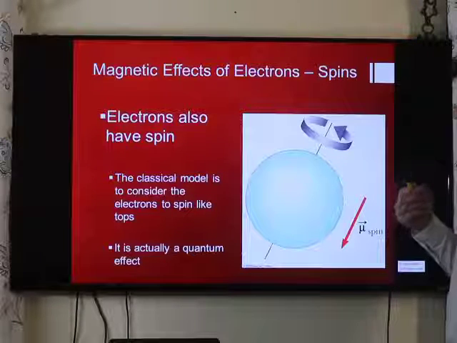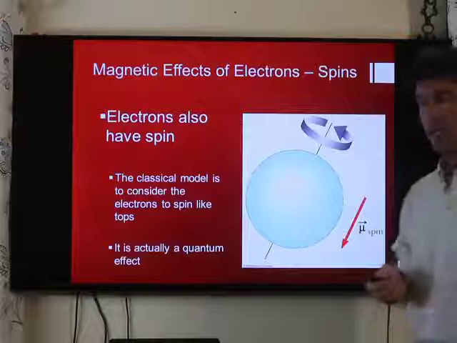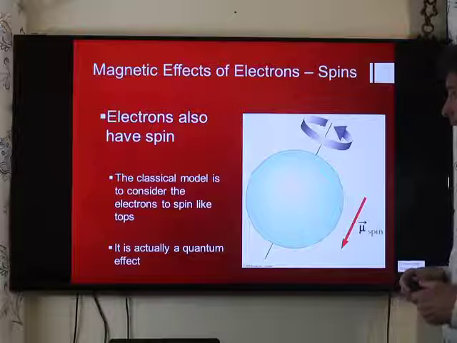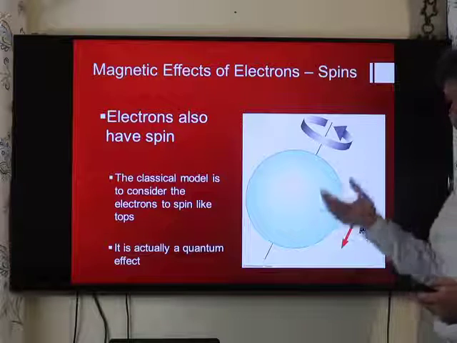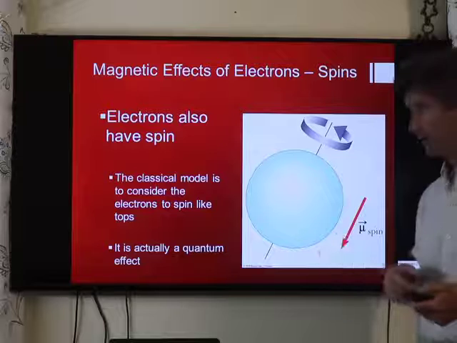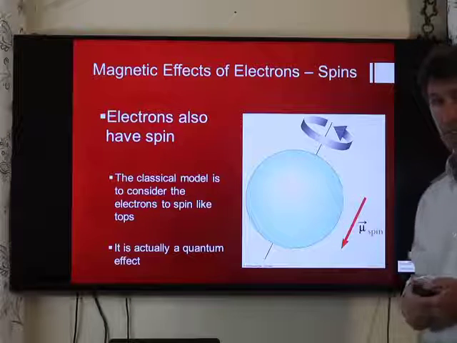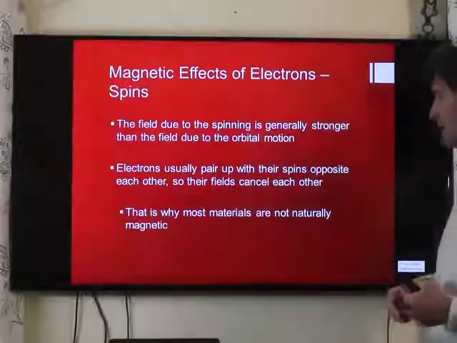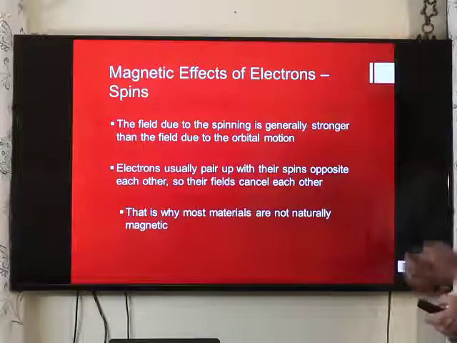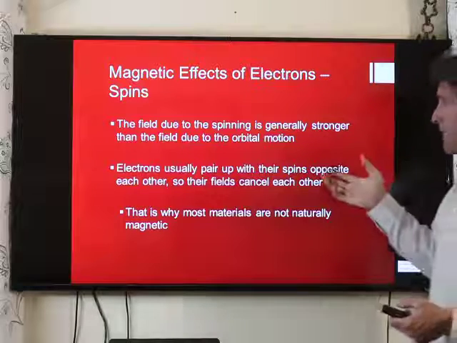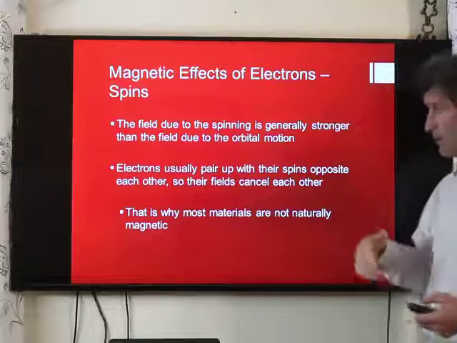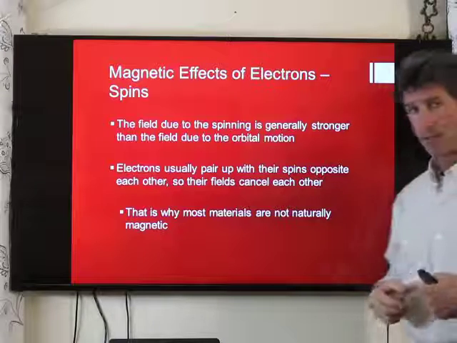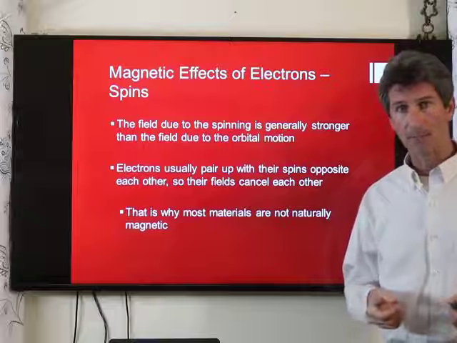But in the classical model, we have all these particles, the electron, actually spinning like a top, and this creates the magnetic spin numbers that we have. Again, this gives the electron a magnetic moment, which of course makes it generate a magnetic field. Looking at the magnetic effects due to the electrons, the field due to the spinning is generally stronger than the field that we get from the orbital angular momentum.